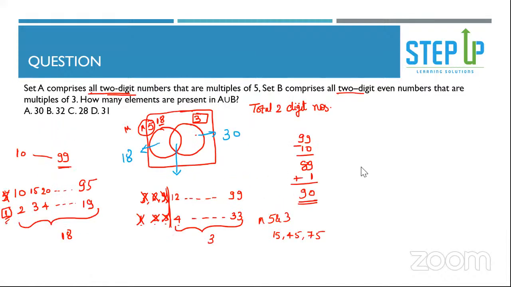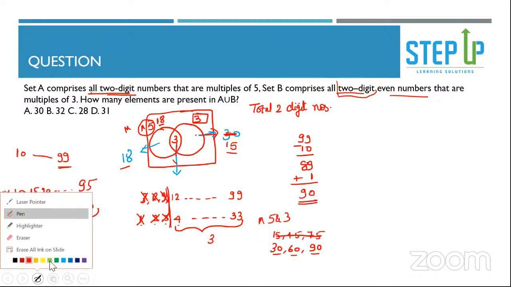Which question? This question. What should I write here? Should I write 30 or 15? Set B comprises all two-digit even numbers that are divisible by, or multiples of, 3. So this has to be 15. Now I cannot erase it. This has to be 15. These are 18. These are 15. And multiples of 5 and 3 is 15. But again, it has to be an even number. So 30, 60 and 90. So 3 numbers, correct.